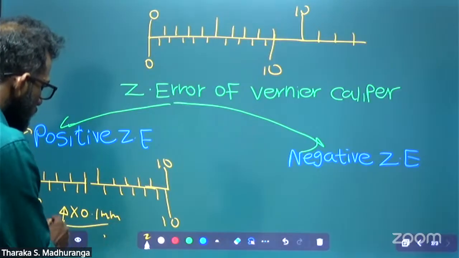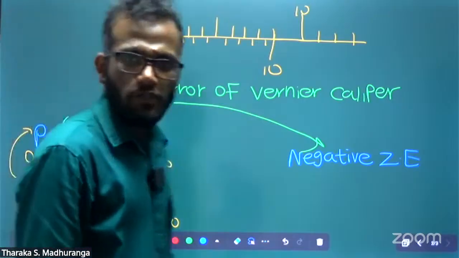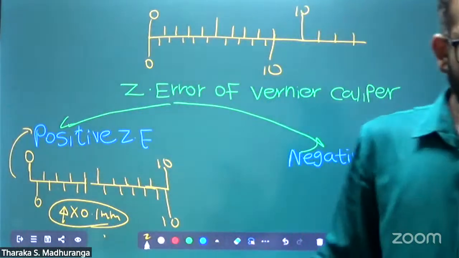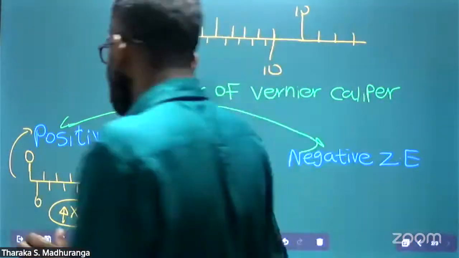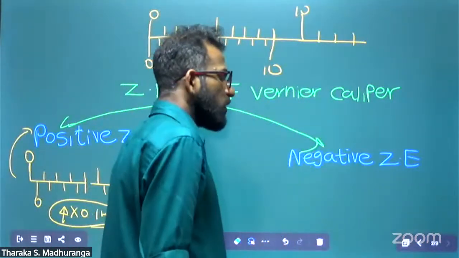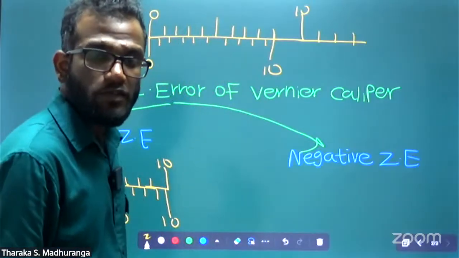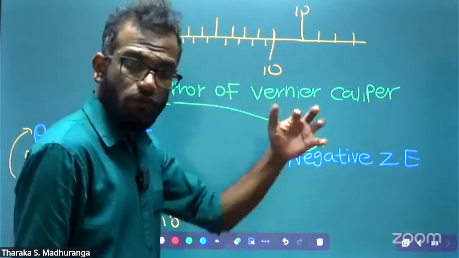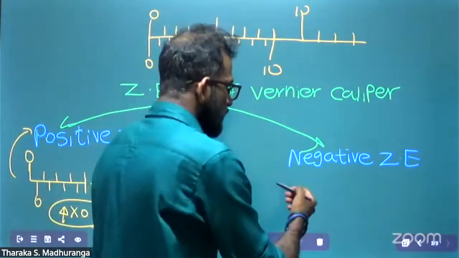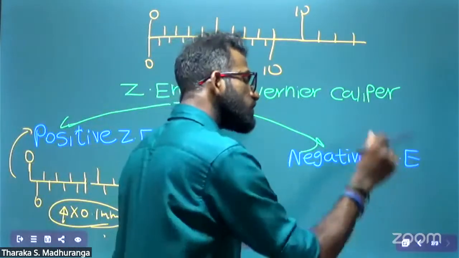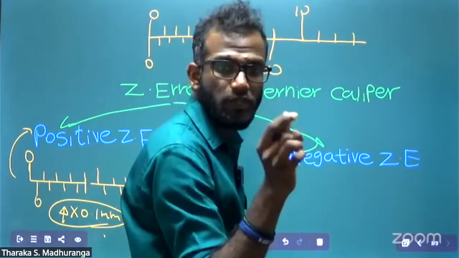This is the positive zero error. Now refresh. Then it is easy for the micrometer screw gauge. In negative zero error, what is the reason? The negative zero error is due to wearing off. Some smooth layers are removed from the instrument between the jaws.